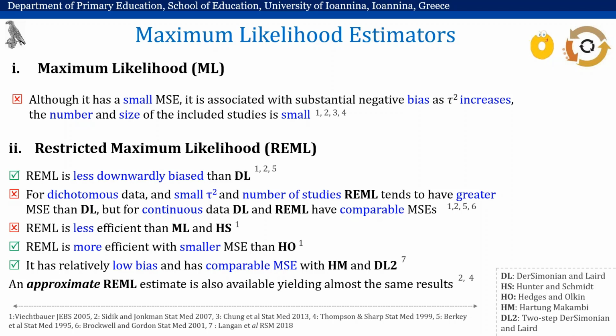Also, an approximation of the restricted maximum likelihood has been suggested in order to adjust for the loss of degrees of freedom, but studies show that this method yields almost the same results as the restricted maximum likelihood.